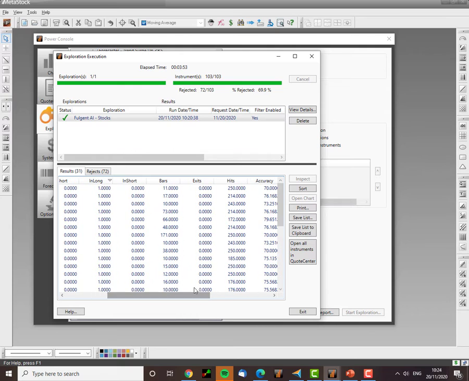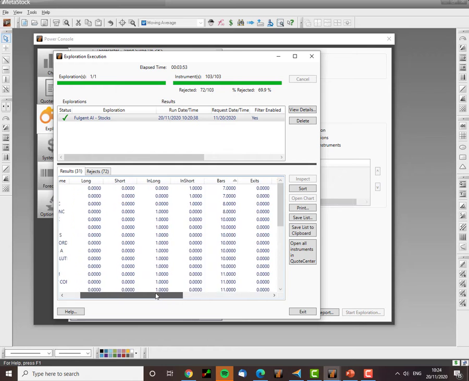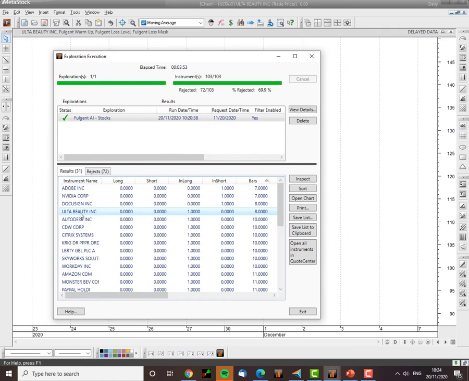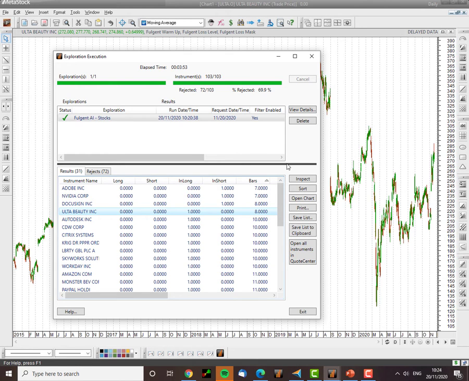But more importantly, this bar section tells you how many days the AI is in a trade already. So we're going to sort that from low to high. We want to find out the most recent trades. And we can see Adobe is in a short, Nvidia is in a short, Docusign is in a short. The first long is Ulta Beauty, 8 days into a trade.